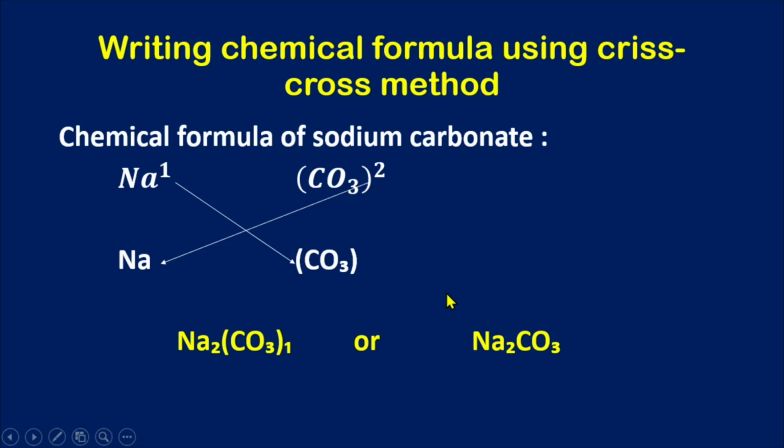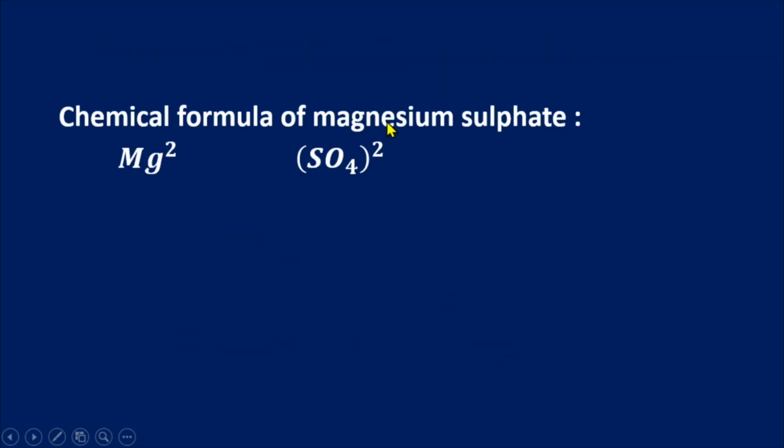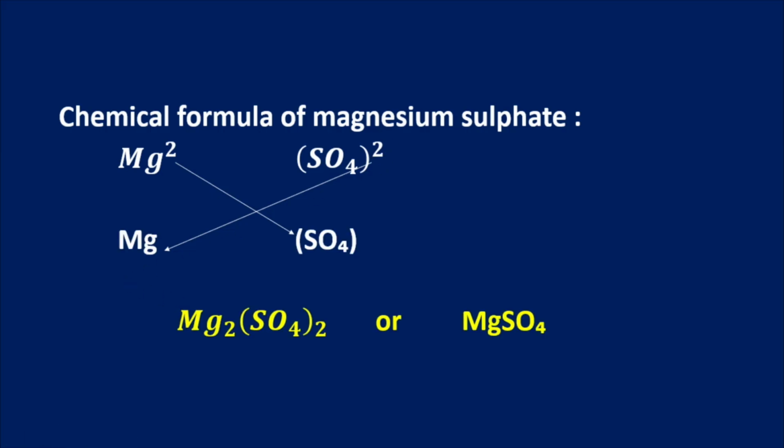Let us see another example. We will write a formula for magnesium sulfate. We have written the symbol of magnesium with its net charge and the symbol of sulfate with its net charge. Applying crisscross, magnesium 2 comes to the sulfate side. Similarly, the sulfate 2 comes to the magnesium side. We will write the formula as Mg2. See, this 2 will be beside Mg, so it will become Mg2SO4 2.